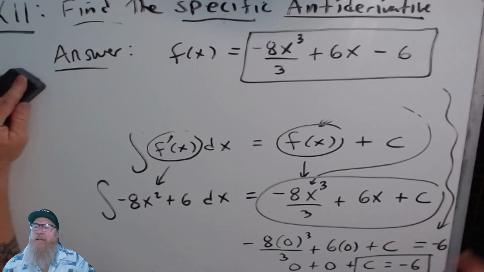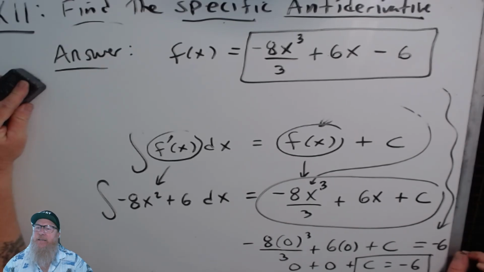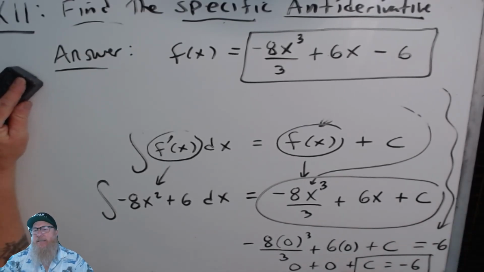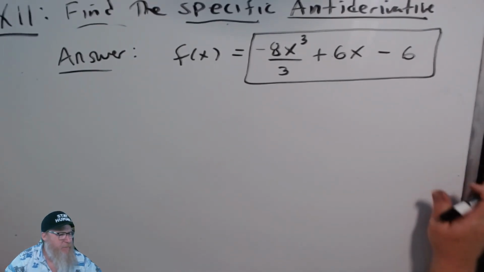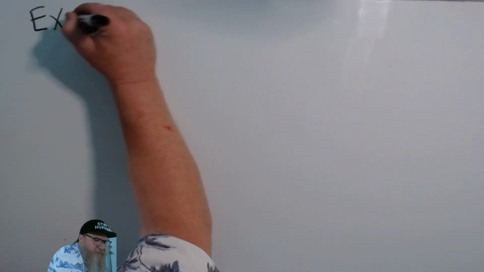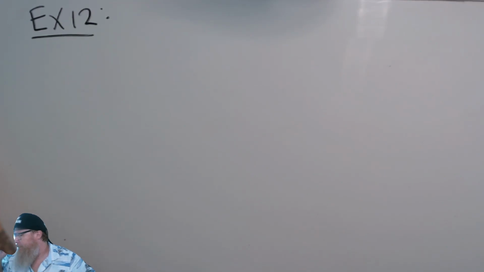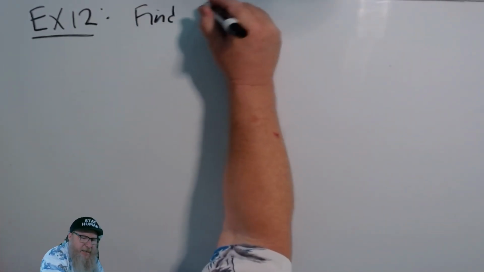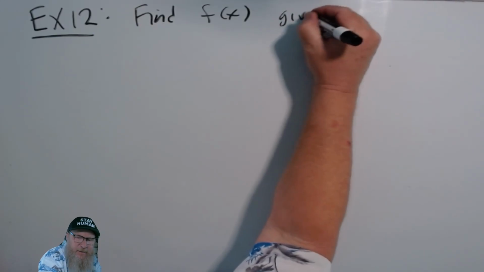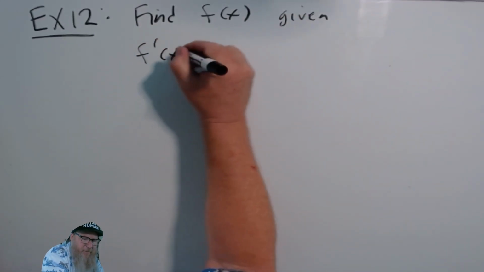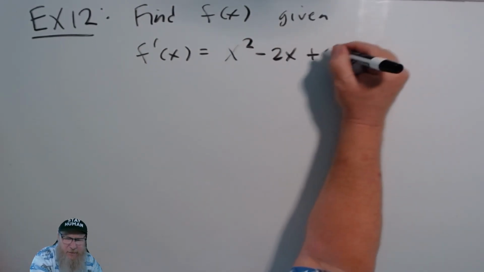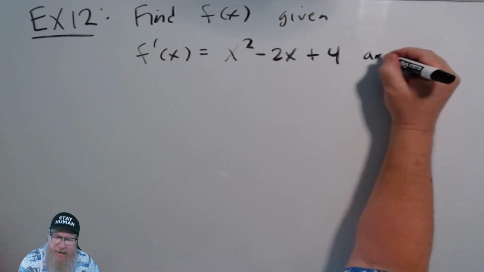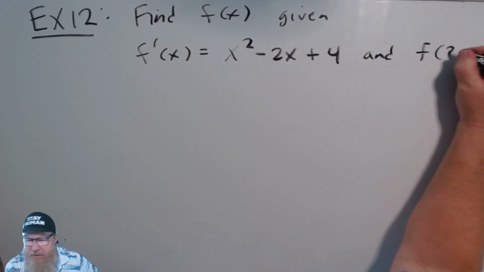Let's do another one. Let's do one where the c is not so easy. A little bit harder. Now, the c is never going to be impossible to solve. I wouldn't give you that type of problem, but sometimes it's a little bit trickier. So find f of x given f prime of x is, let's do another parabola. This is like the go-to. And f of 3 is 5.